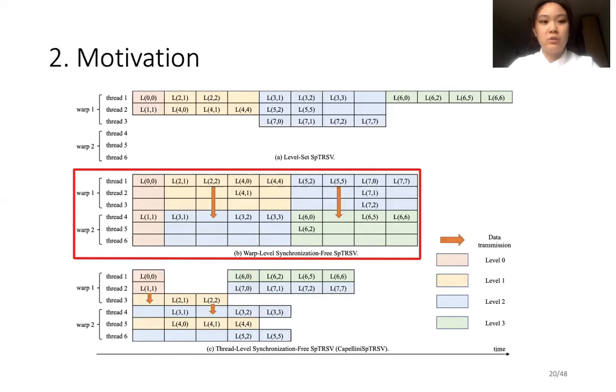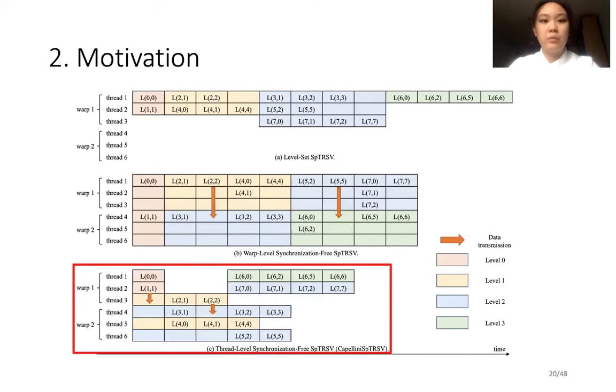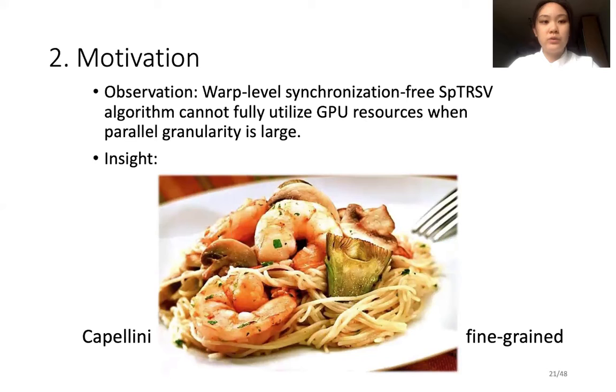Figure C is our thread-level synchronization-free sparse triangle solve. Our new design utilizes the GPU better, but there exists inter- and intra-warp communication. Previous synchronization-free designs are mainly based on warp states and synchronization between warps, but ignore the thread states in warps. Hence, we call such warp-level sparse triangle solve coarse-grained. In contrast, we additionally consider thread states and thread-level synchronization within warp, which is fine-grained, just like capellini, a very slender kind of Italian pasta.